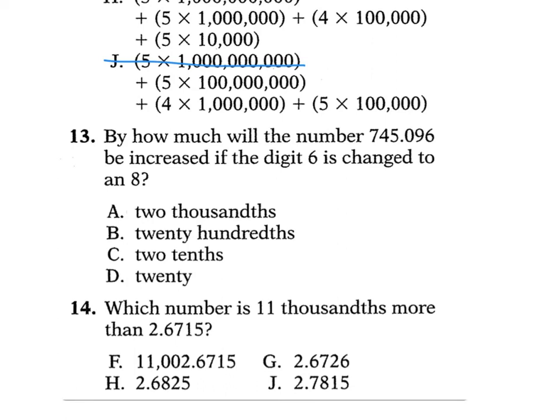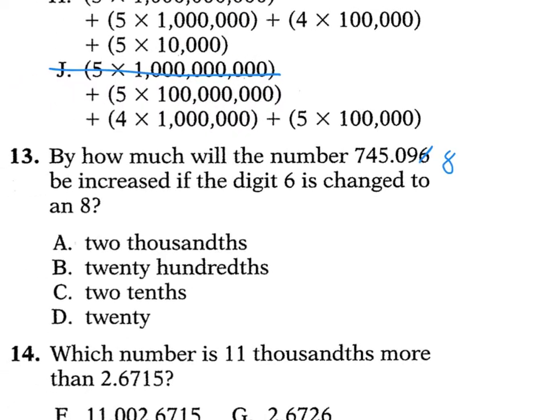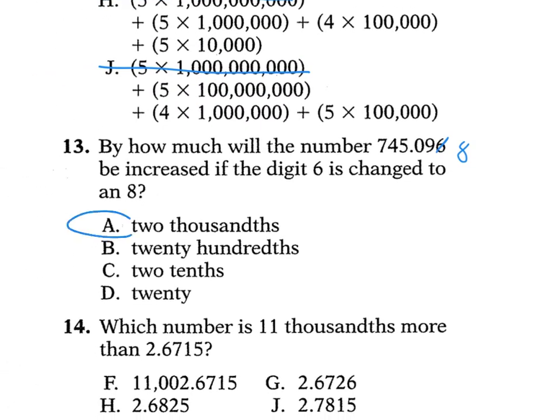Number 13, by how much will the number 745 96 thousandths be increased if the digit 6 is changed to 8? So this digit becomes an 8. So since that is our thousandths place, we're increasing it by 2 thousandths.